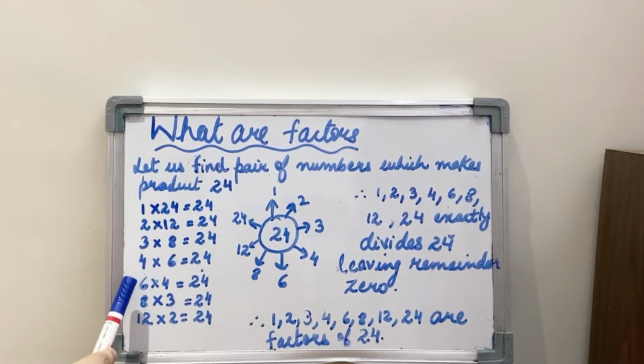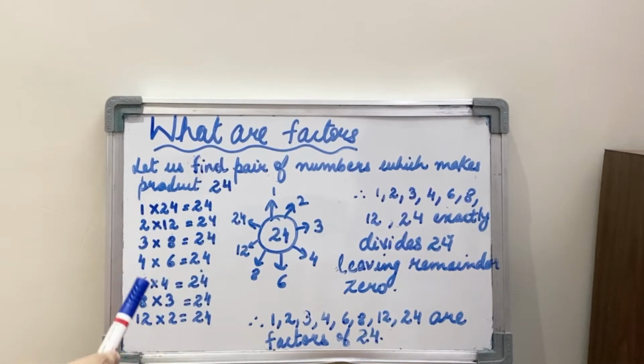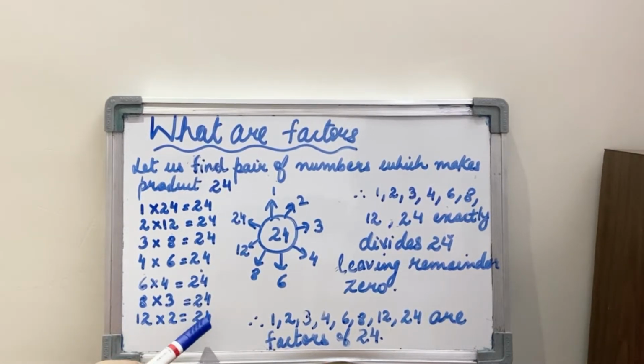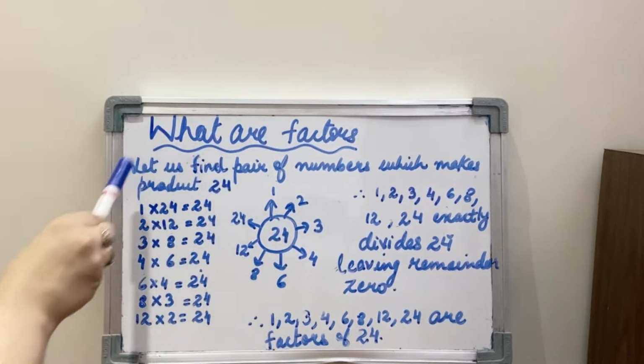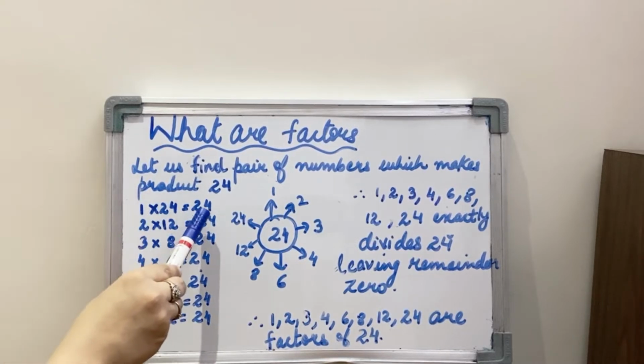Then in the table of 5, it doesn't come. In the table of 6, it comes as 6 into 4 is 24. It doesn't come in the table of 7, and then it comes in the table of 8. 8 3s are 24. It doesn't come in the table of 9, 10, 11. Then it is coming in the table of 12, 12 into 2 is 24. So you have checked here that these pairs, when I take them as a product, they are giving me 24.